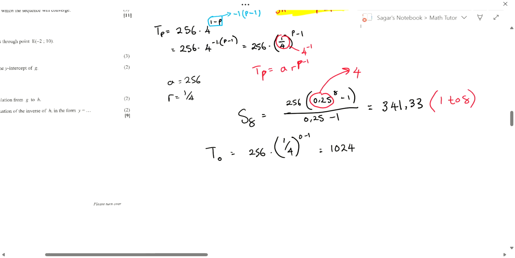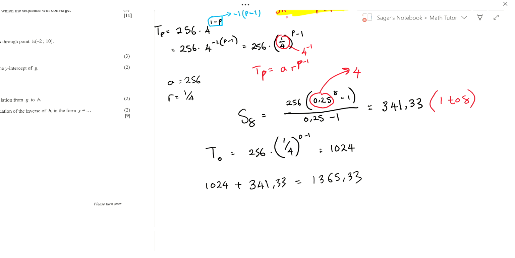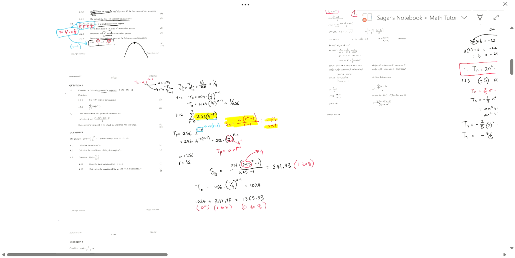And we had to calculate the 0th term. So now we need to add 1024 plus 341.33, and that is equal to, put that into your calculator, 1365.33. Just to reiterate, this is from 1 to 8, and this is your 0th term, and together they run from 0 to 8, and that is your answer.